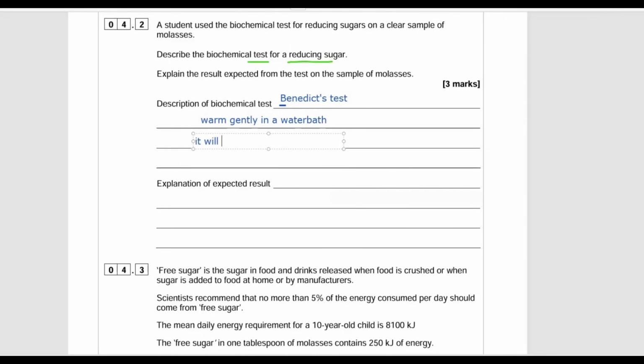It will form, now you could say orange, if we go Roy G. Biv through the rainbow, yellow, green, or blue. Sorry. Oh my gosh, what is wrong with me? It will form a green, yellow, orange, or red precipitate.